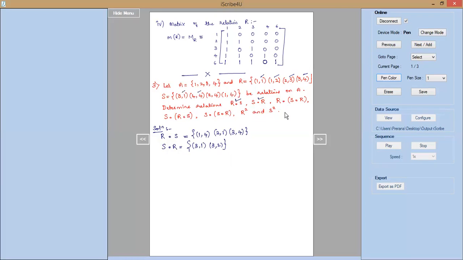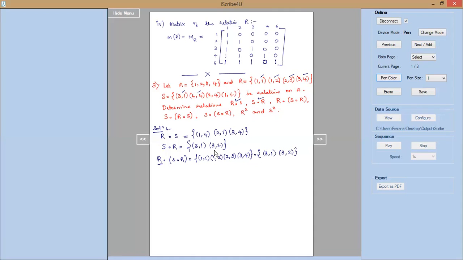Now we'll move on to R composition S composition R. Sometimes, for convenience, we can write down these relations for our understanding. R is nothing but, I'll write down the relation R once again: (1, 1), (1, 2), (2, 3), (3, 4). This is relation R for us. Composition. S composition R we will write down. S composition R, just now we found it as (3, 1), (3, 2).